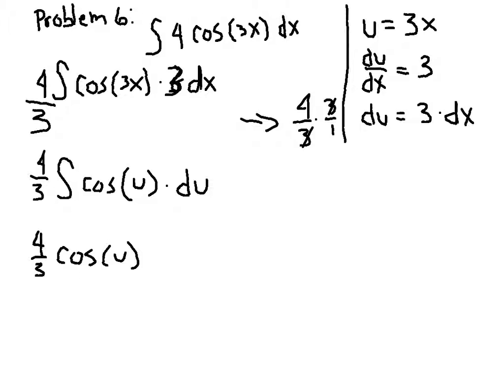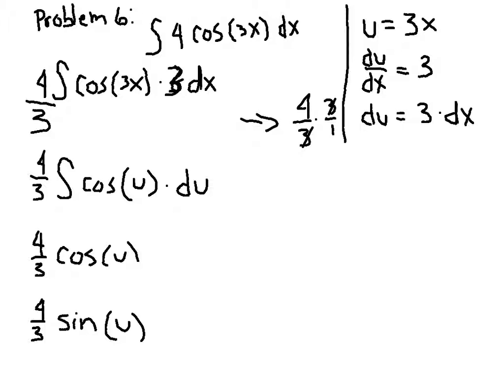So the antiderivative of cos is sine. So we're going to say 4/3 times the sine of u.